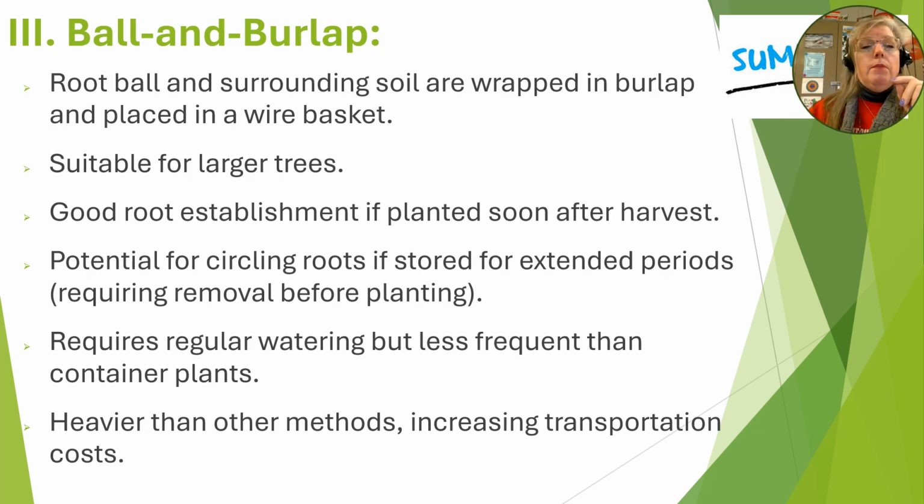If you're going to use ball and burlap, you have that root ball with surrounding soil wrapped in burlap and put in a wire basket. This is really good for the larger trees, and it has good root establishment, but there's the potential for circling roots, especially if you leave it for extended periods in this root ball before you plant it. You have to have regular watering, but less frequently than container, but more frequently than field. It's much heavier than the other methods, causing transportation and worker damage, and you can't have the old ladies planting it. You'll have to do it for them.